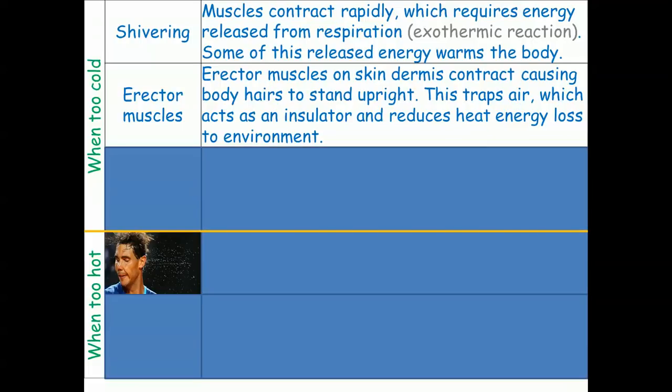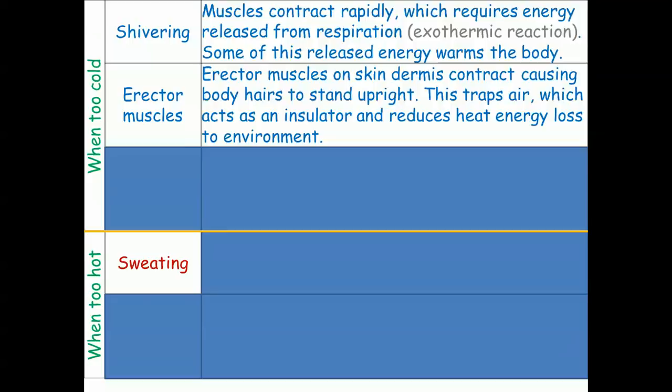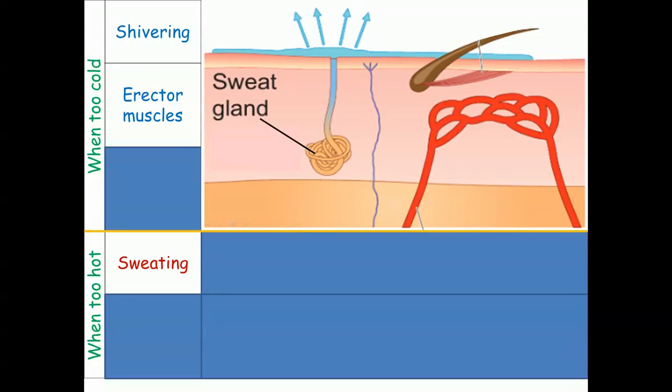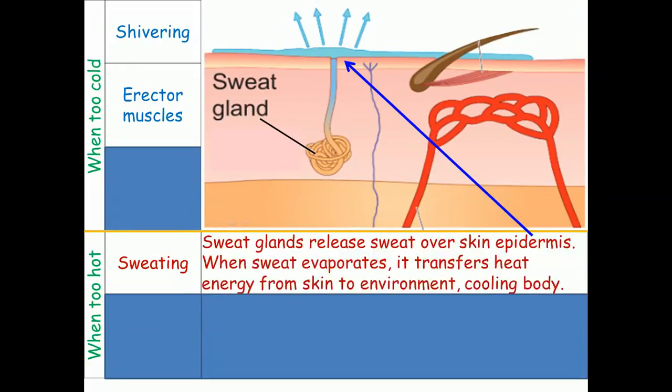When it's hot, you could sweat, and sweating occurs when the sweat is released from a sweat gland, and it's released onto the skin epidermis. And then when the sweat evaporates, it transfers heat energy from the skin to the environment, and that cools the body.